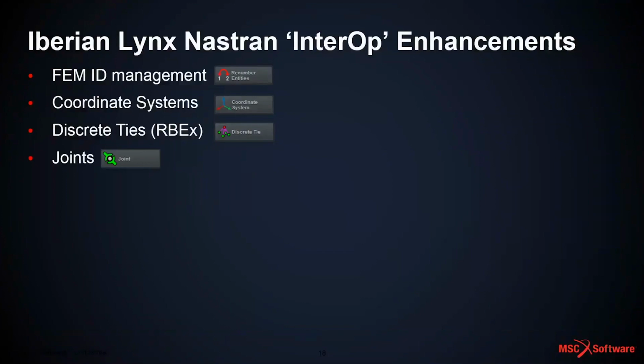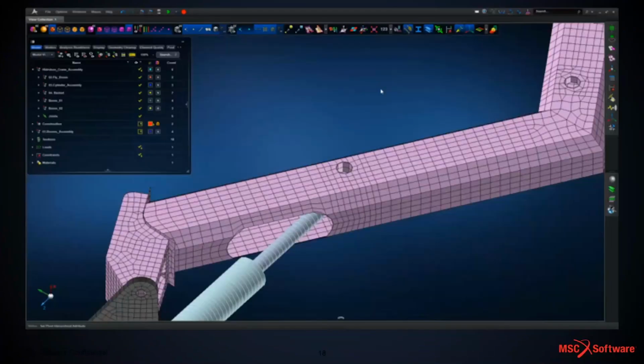We have introduced a new concept altogether now with Iberian Lynx, in that we can now define what we call joints within a model. So previously, pin flag releases or rotation releases, that type of thing, sliding contact within a model was quite difficult to do, or rather relied on lots and lots of entity creation. Now we can do this in a single step.